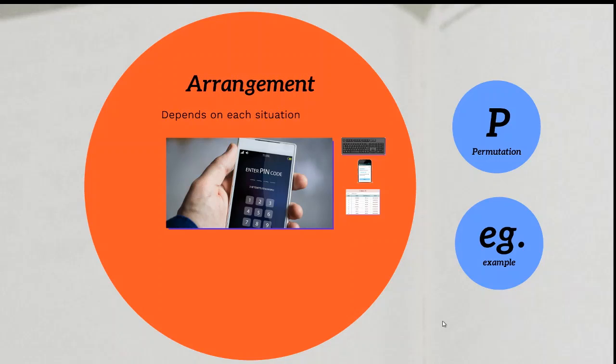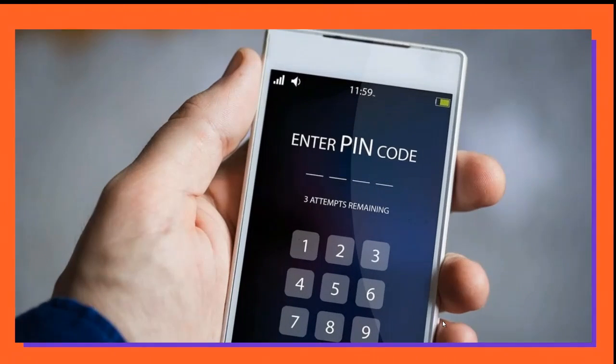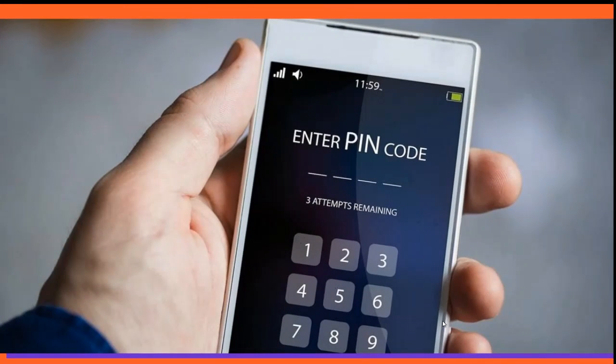Look at this situation, which all of you have probably seen: the pin code. To enter a pin code, we need a proper pattern and a proper order. For example, if your pin is 1 2 3 4, I have to enter it in the same order. If I jumble it up and write 3 2 1 4, it will show an incorrect password, right? So the order is pretty important.